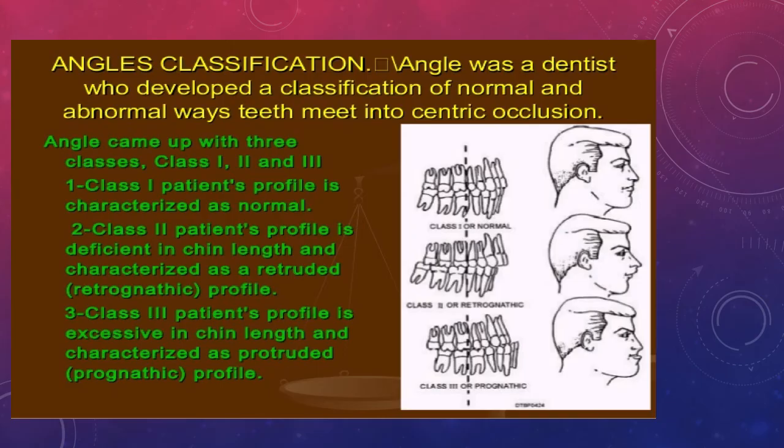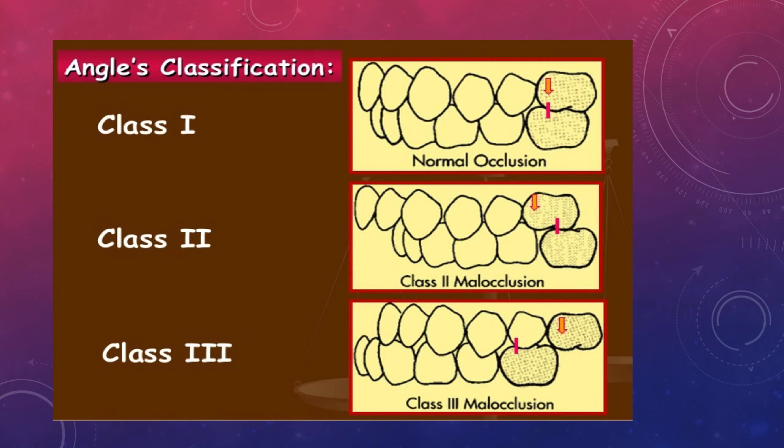Angle classification is divided into three classes. First class, when the patient's profile is characterized as normal. Second class, when the patient's profile is deficient in chin length and characterized as a retruded profile. And third class, when the patient's profile is excessive in chin length and characterized as a protruded profile. Again, you can look at this photo: Angle classifications, first class, second and third class, and normal occlusion, class two molar occlusion, and class three molar occlusion.